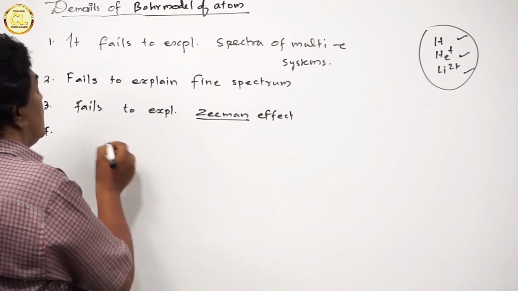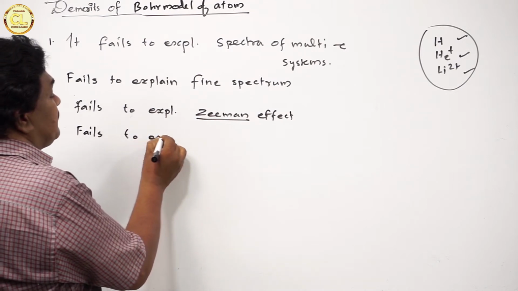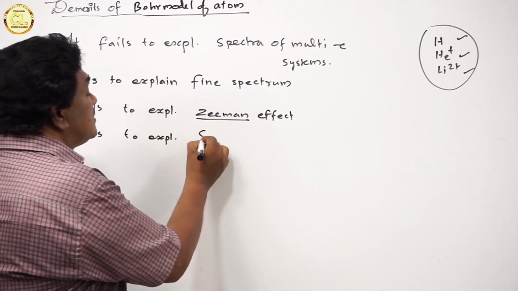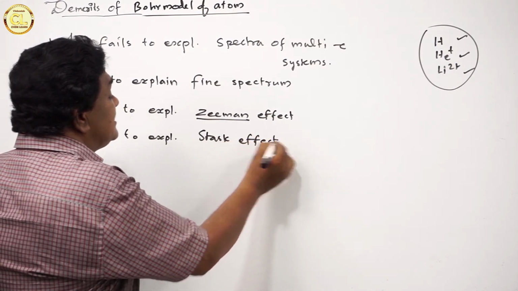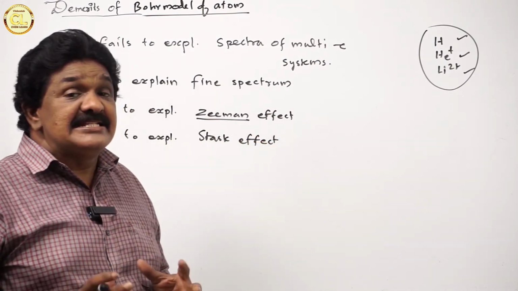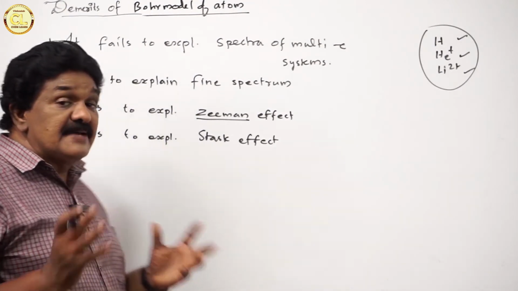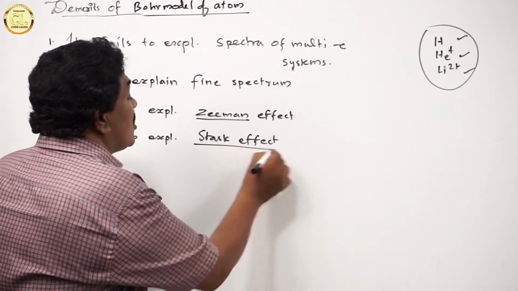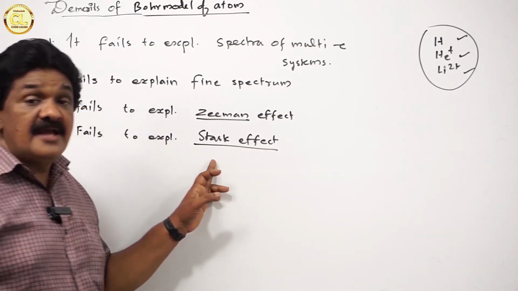Fourth point, Bohr model fails to explain Stark effect. That is, the splitting of spectral lines in an external electric field. The splitting of spectral lines in an external electric field is called a Stark effect. Bohr model fails to explain Stark effect.